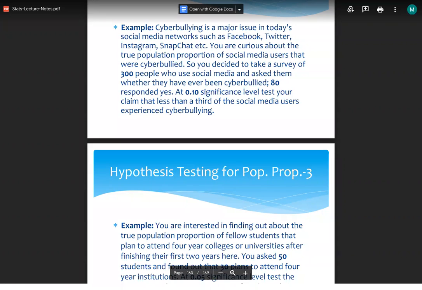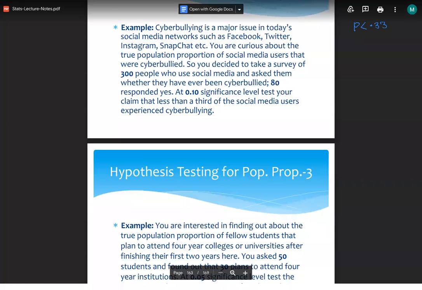So you're trying to figure out that less than a third. I just realized that for the other section, I did not read the wording clearly. So you're trying to find out whether this proportion of people who have been bullied on social media is less than a third. So you're trying to figure out whether P is less than a third, or 0.33. Simply speaking, P is less than 0.33.